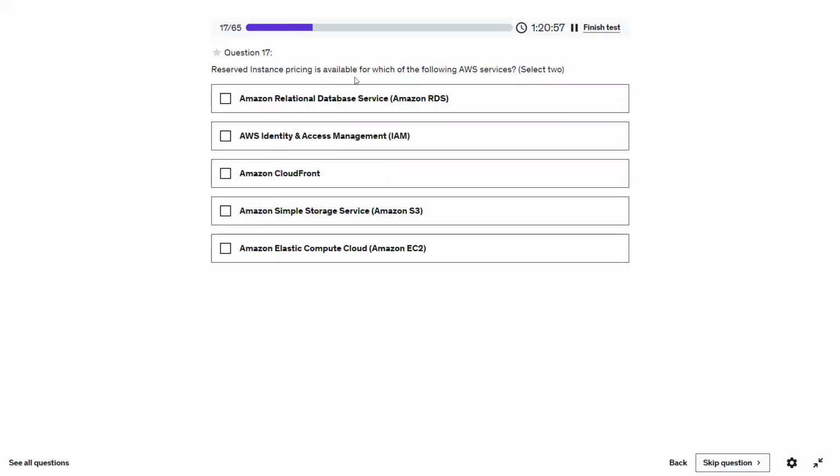Reserved instance pricing is available for which of the following AWS services? So if you want to reserve the instances, which resources can you reserve? Reserved means for 1 year or 3 years. So EC2 and RDS, not S3, not IAM. IAM is free anyhow, not CloudFront.